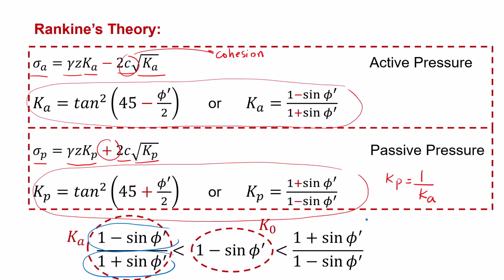And also Kp is larger than K0 and Ka, because Kp is 1 plus sine of phi prime, which is larger than 1, divided by 1 minus sine of phi prime, which is smaller than 1, and it would be significantly larger than K0 and Ka. These relationships are fundamental to understanding wall-soil interaction and designing safe retaining systems.